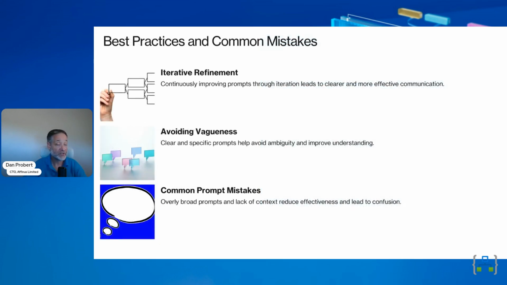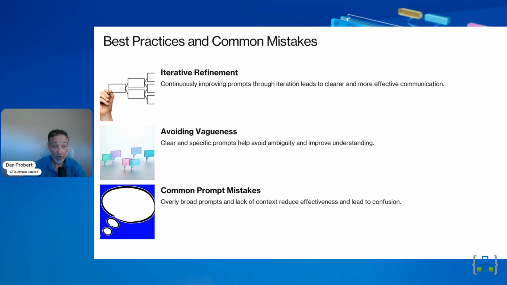So one of the things we can do is look at iterative refinement. You give it a prompt, you get back an answer. Based on that answer, you refine your prompt, you go backwards and forwards. So you're refining it through iterations. Another thing that we talked about earlier is avoid vagueness. Try and use as clear and specific language as you can to reduce ambiguity.